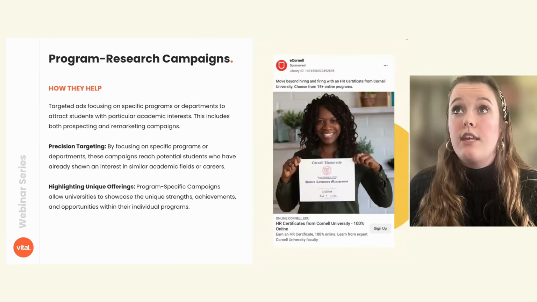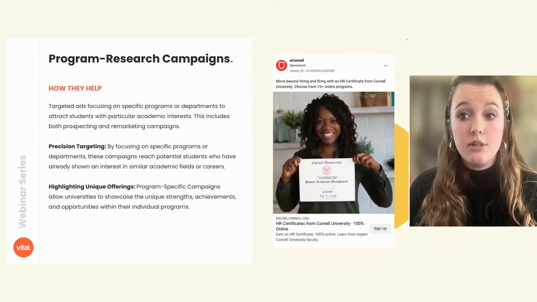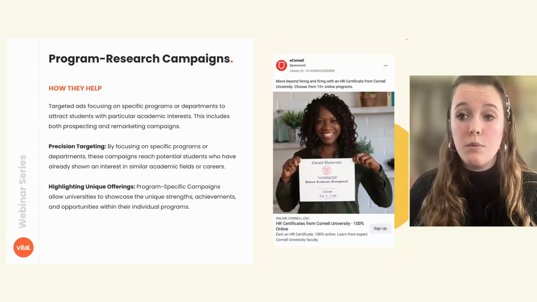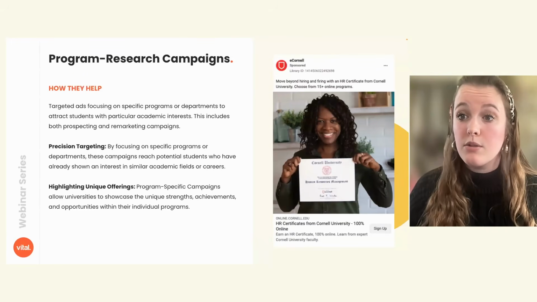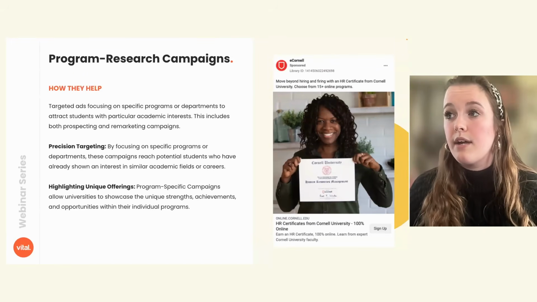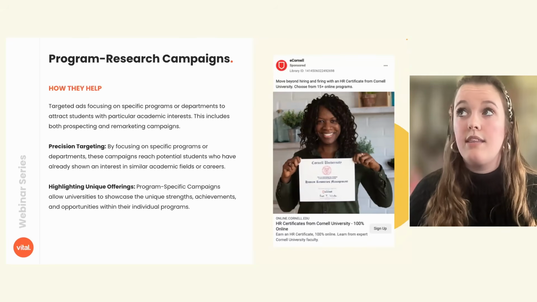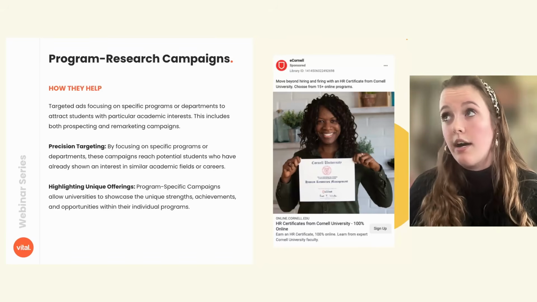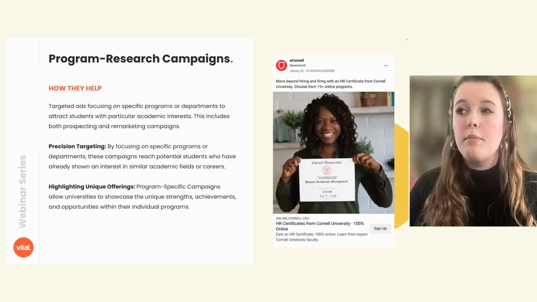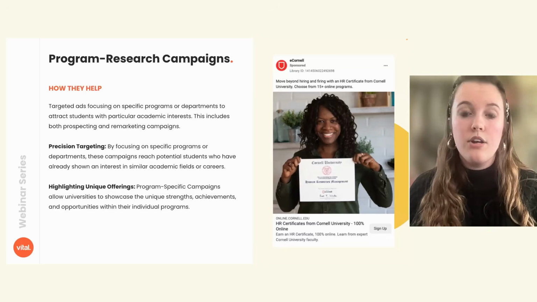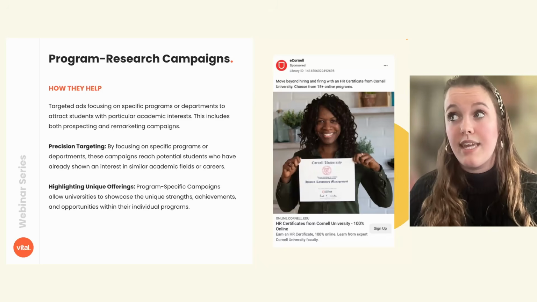But in terms of some other key components of these campaigns, we want to still keep them pretty general. These students have not decided on their specific degree yet, so we want to keep it more general to the program as a whole. We can see from this example that Cornell is advertising their HR certificates, not a specific certificate. They do say they have 15 plus online programs, so we know they have several, but it's just targeting people who are generally interested in this program, not ready to decide on the specific certificate yet.